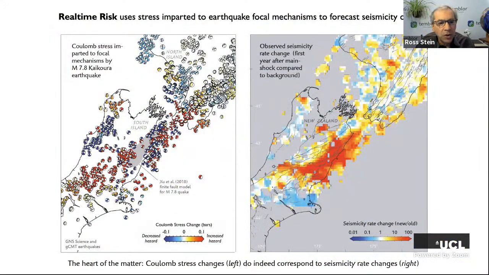And that is, we're using focal mechanisms as our receiver faults rather than map faults or optimally oriented faults. So here's a case. This is the magnitude 7.8 Kaikoura earthquake. These are focal mechanisms. And if the focal mechanism has been brought closer to failure, it's red. If it's brought farther from failure, it's blue.